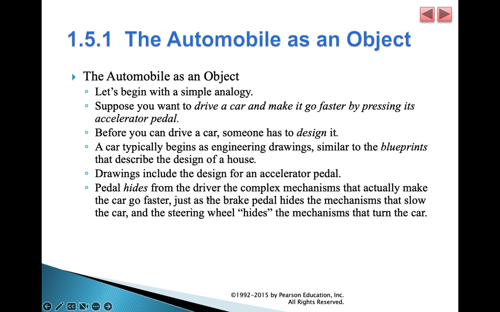The pedal hides from the driver the complex mechanism that actually makes the car go faster, just as the brake pedal hides the mechanism that slows the car, and the steering wheel hides the mechanism that turns the car left and right. So this is something similar to what we will have in object-oriented programming. We will hide from you some details, and this hiding is very useful in programming.